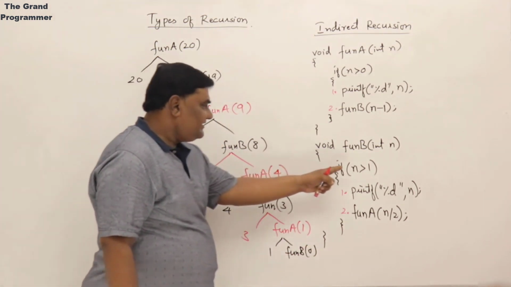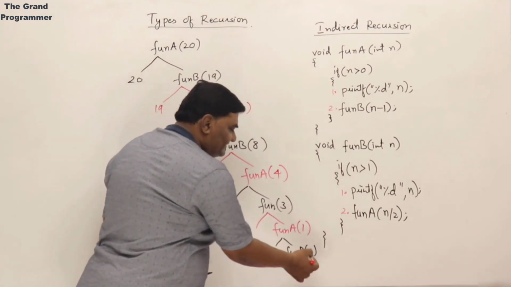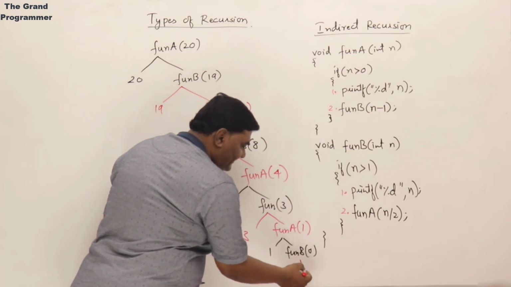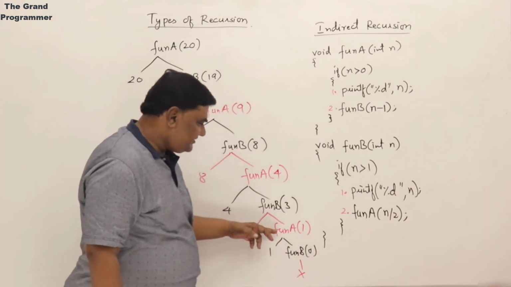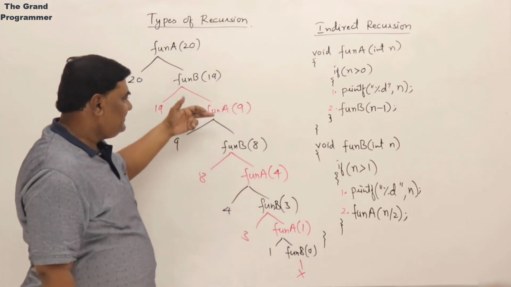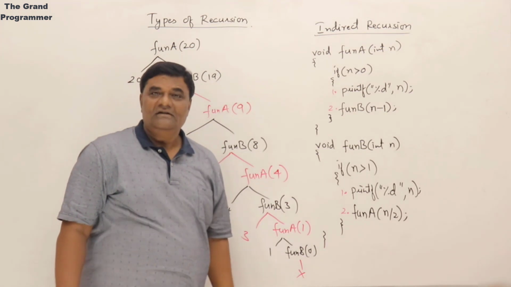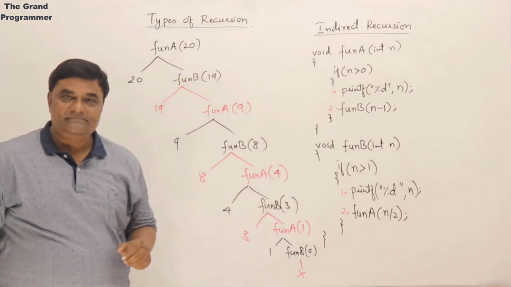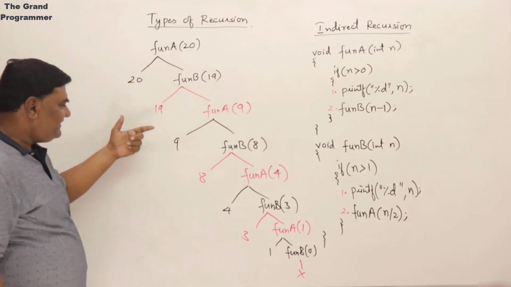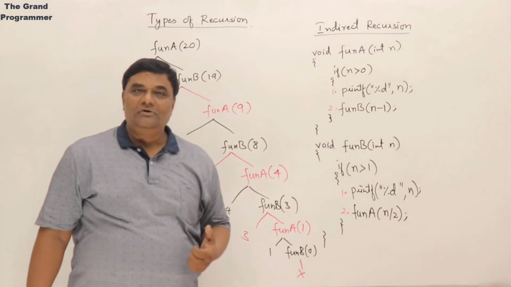Now function B works only when n is greater than 1, otherwise it stops, because n is 0 now, so it will not enter inside, it will terminate. Once the function terminates, it goes back to function A, then B, then A, then B, then A, then B, then A. So it goes back and reaches the starting point and the function calls end. The output will be 20, 19, 9, 8, 4, 3 and 1. So that's all about indirect recursion.